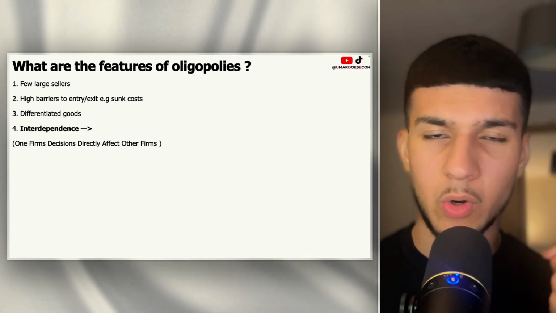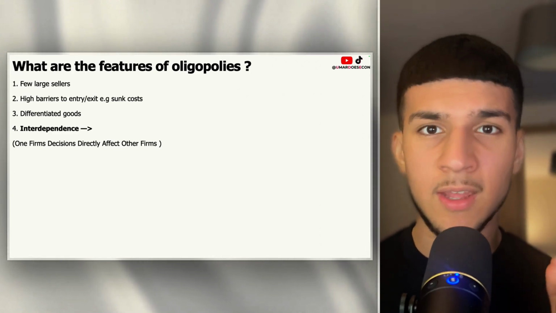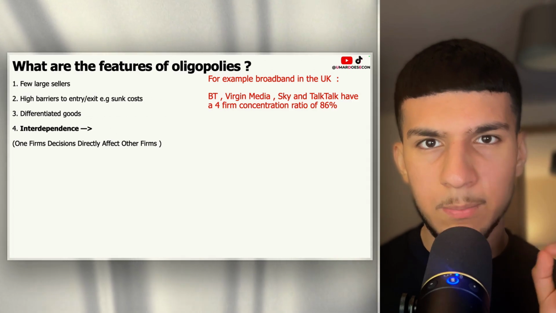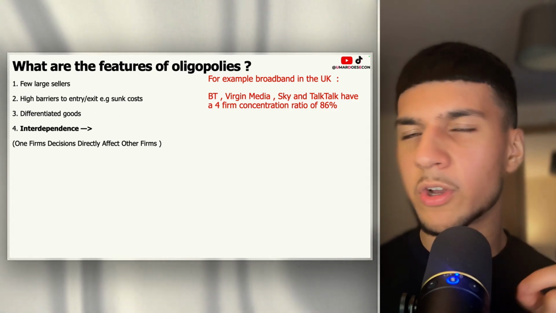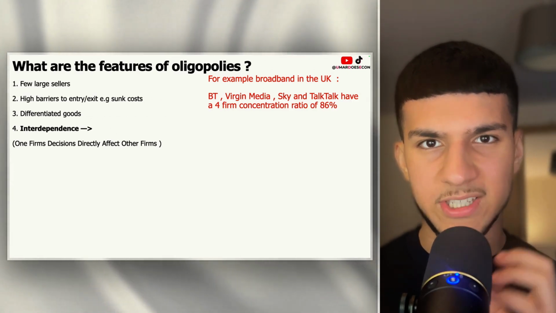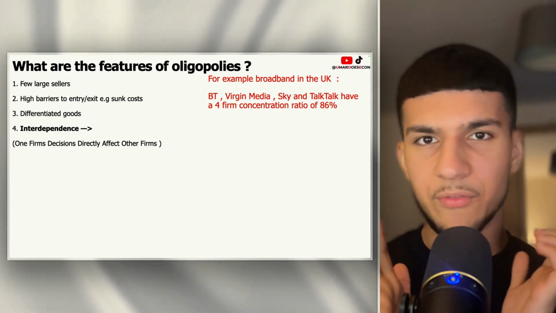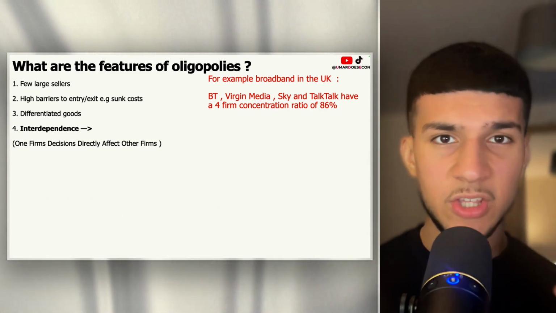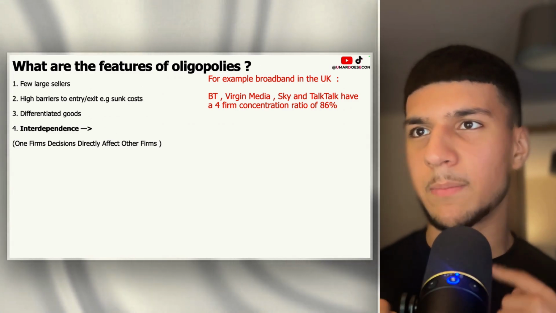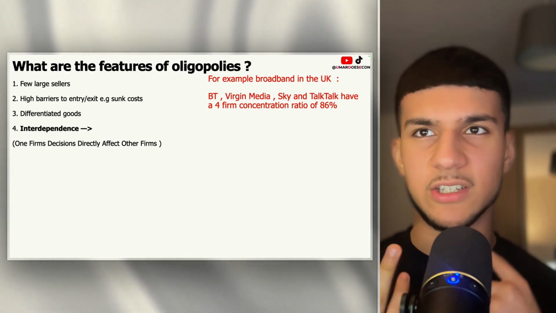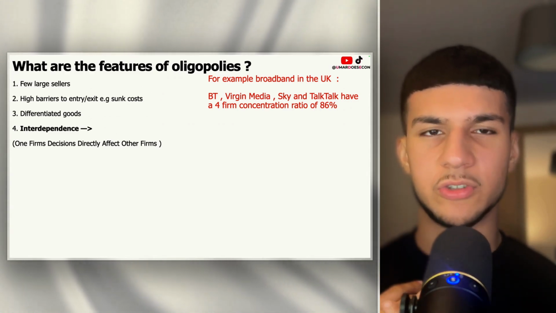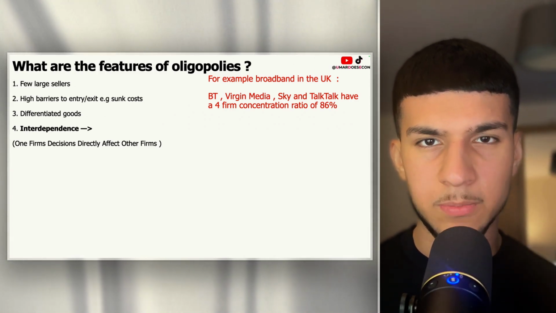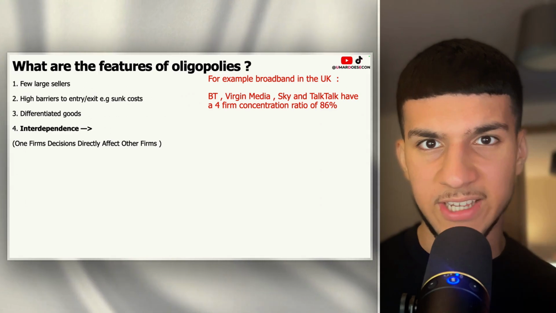Now, let's think about oligopoly examples in the UK, and one of the biggest ones would be UK broadband. And relating back to the first characteristic, when we talk about few large sellers, that relates directly to those few large sellers having a high concentration ratio. So if you're ever talking about the characteristics, you can use this example. For example, BT, Virgin Media, Sky and TalkTalk have a 4-firm concentration ratio of 86%. So these 4 largest firms essentially dominate the entire market.